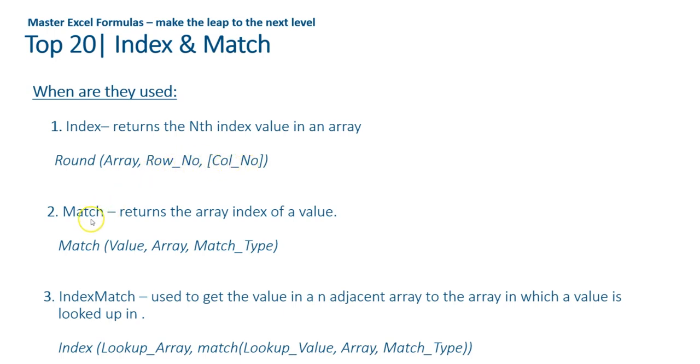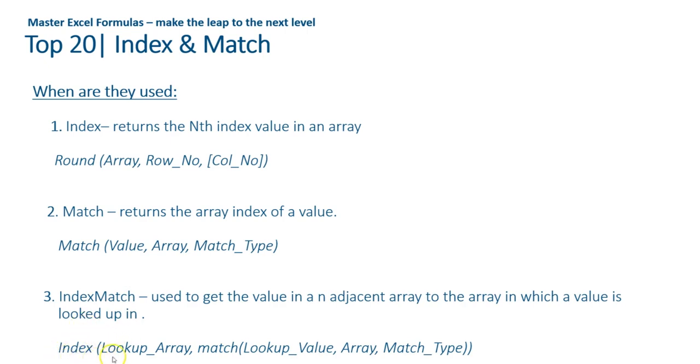Okay, then the MATCH function returns the array index of a value. So we need to specify first of all the value, and then the array in which we need to look for that value, and then the match type is either 0 or 1. So 0 is going to give us the exact match, whereas 1 is going to give us an approximate match. The INDEX MATCH formula is used to get the value in the array in which a value is actually looked up. Okay, this is how it looks.